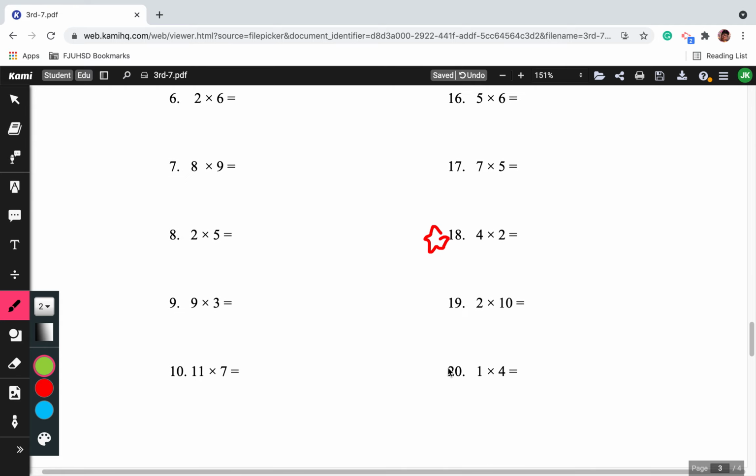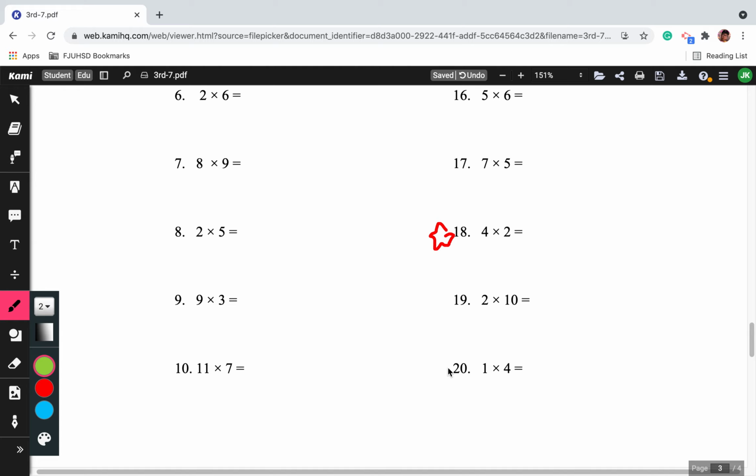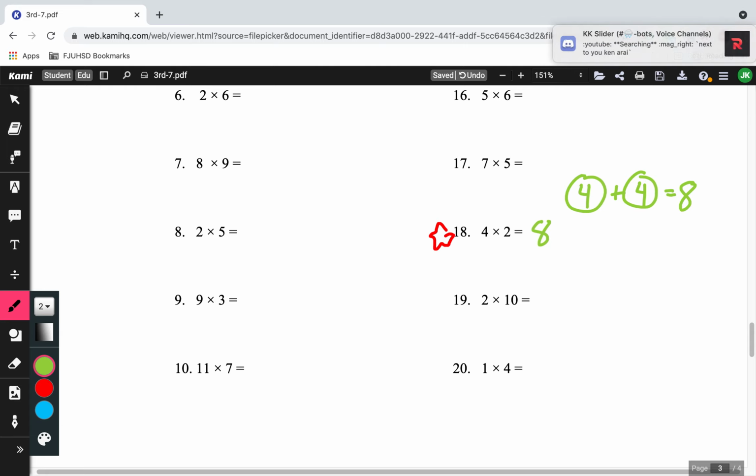Okay, let's look at multiplication. This is basically saying what is 4 added 2 times. And 4 plus 4 is 8. Another way you can do this is that there's 2 groups and put 4 in each and add up all the dots: 1, 2, 3, 4, 5, 6, 7, 8. The answer is 8.